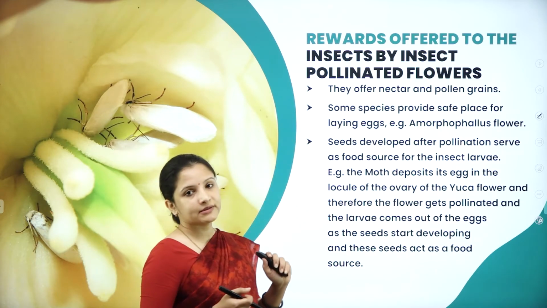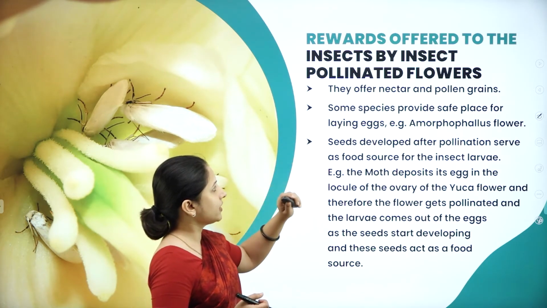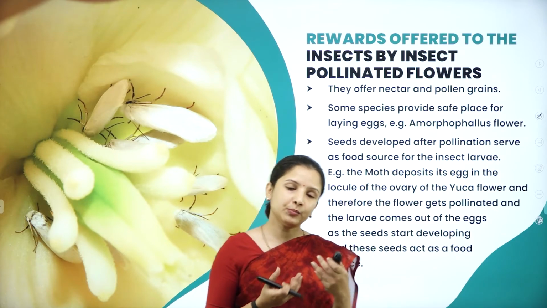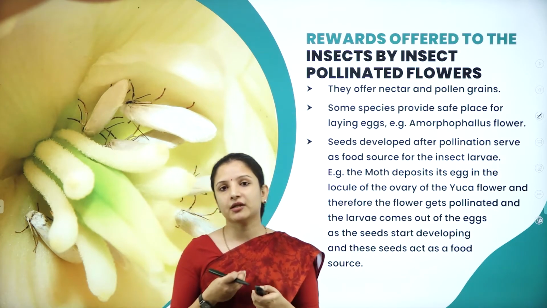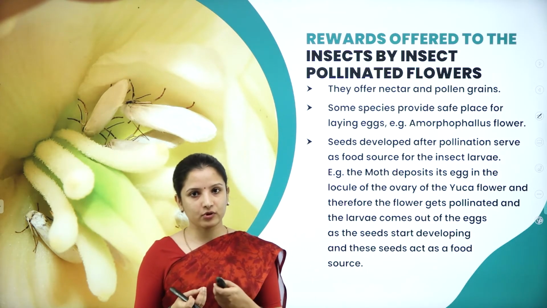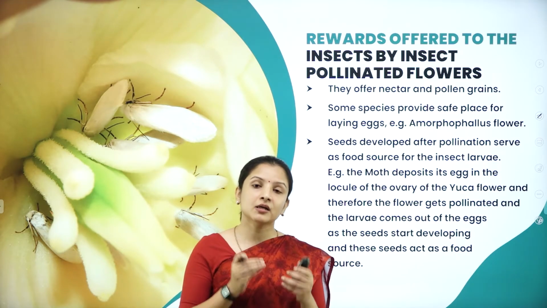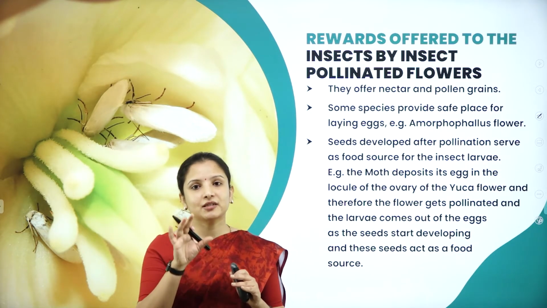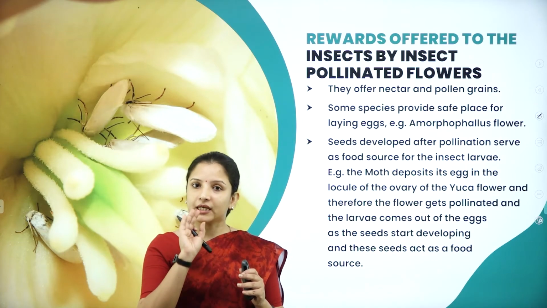So what are the rewards? We'll just study. Usually they offer nectar and pollen grain. Insects usually feed on the nectar and the pollen grain. So they visit the plant only because nectar and pollen grain will be available in the flower.